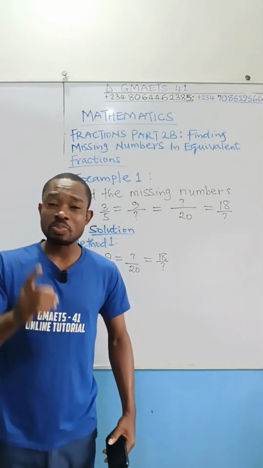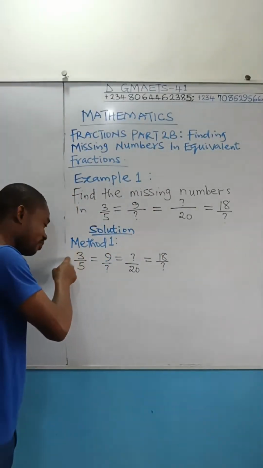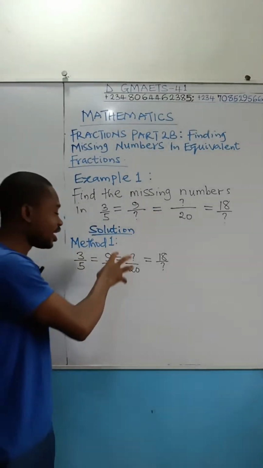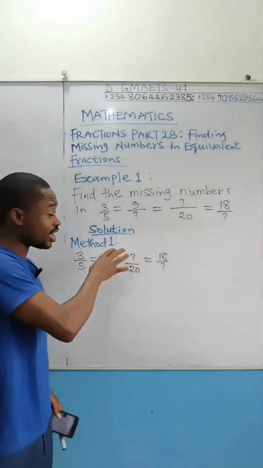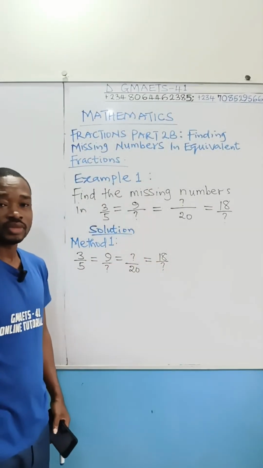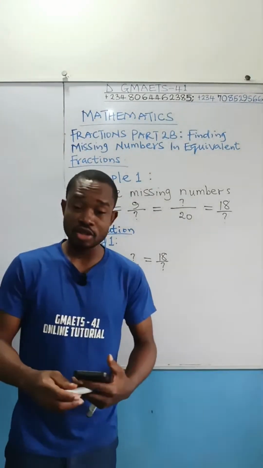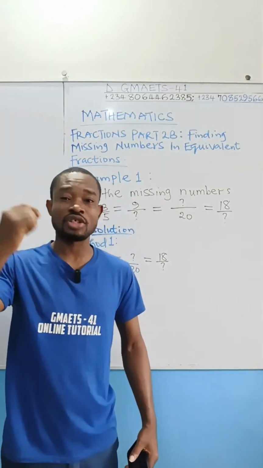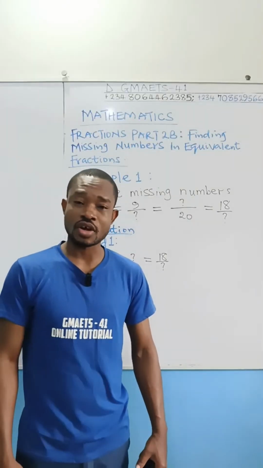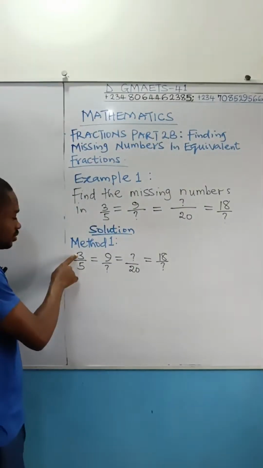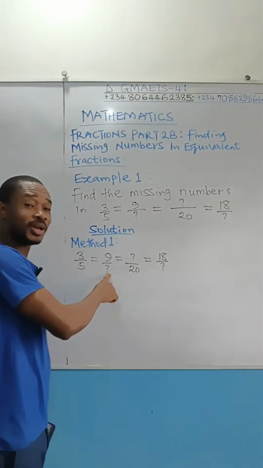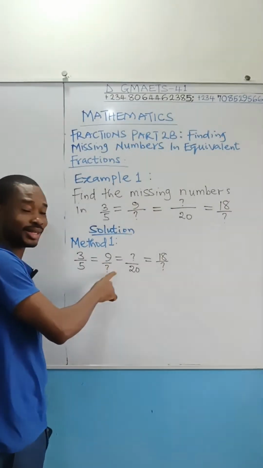We can always pick this 3 over 5, being the smallest, the least fraction, to obtain any other number in this missing fraction. So by that method 1, we said you can use direct inspection and then apply your knowledge of multiplication or division to solve the problem. Now look at this. Picking 3 over 5 to be equal to 9 over this blank space, this question mark, this unknown.